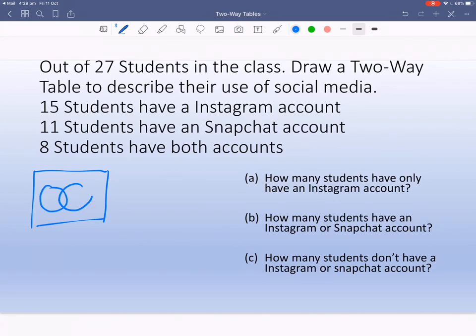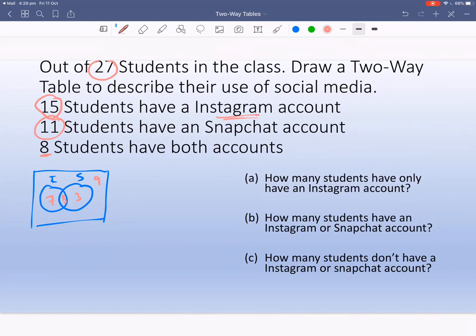So it was Insta and Snapchat. Now there were 8 students who had both. That came from there. 8 plus 7 equals 15, so that's 15 students who have Instagram. And then 8 plus 3 that have Snapchat equals 11. But out of a total of 27 students, that means there's 9 students who don't have Instagram or Snapchat.